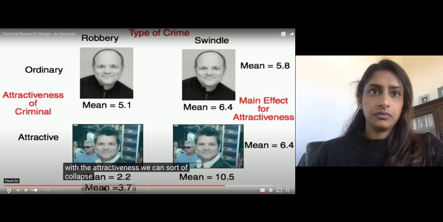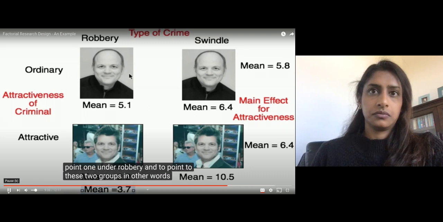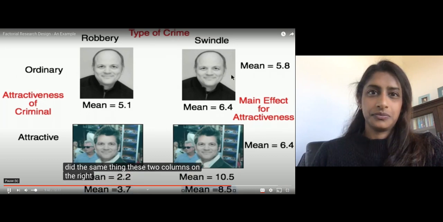But we can do the same thing with the attractiveness. We can sort of collapse across that. If I average 5.1 under robbery and 2.2, these two groups, in other words, 30 subjects here and 30 here, I would get a mean of 3.7. And if I did the same thing on these two columns on the right, swindle ordinary and swindle attractive, get a mean of 8.5. Now I'm looking at what's called the main effect for crime.